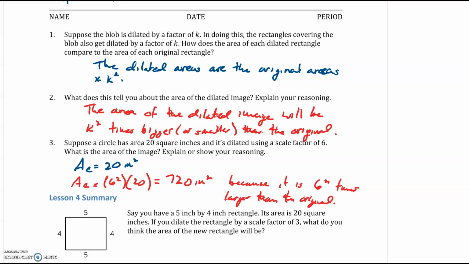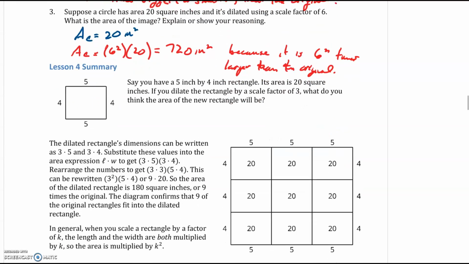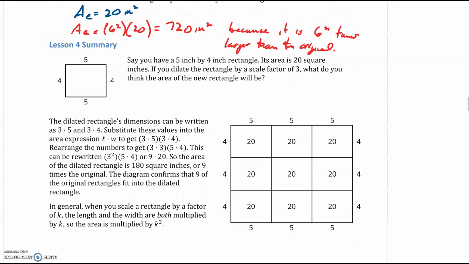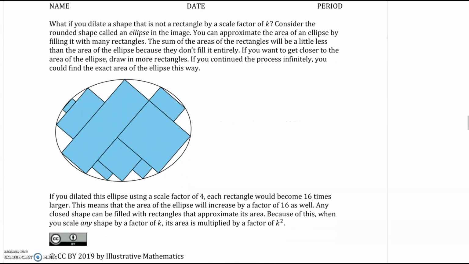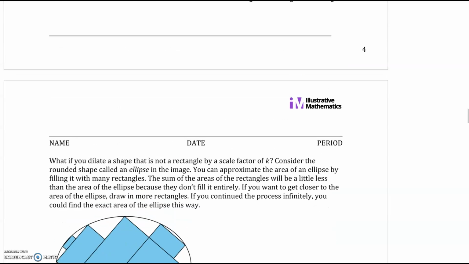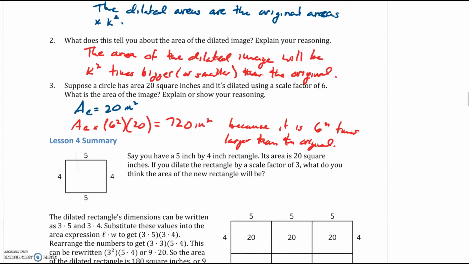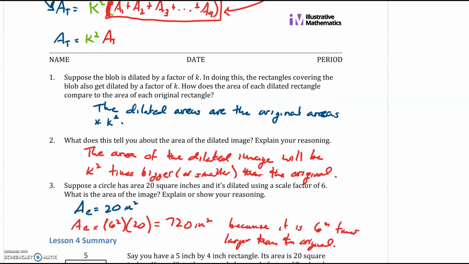Okay, so that'll do it for Unit 5, Lesson 4. Reminder, these notes at the bottom here, this Lesson 4 summary, is a good generalization of everything that we've talked about. So if you ever want to take some short notes on anything, this is where you should look, at that summary. And that's it for Unit 5, Lesson 4.